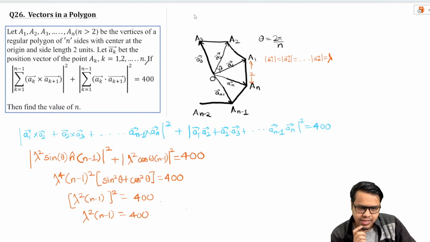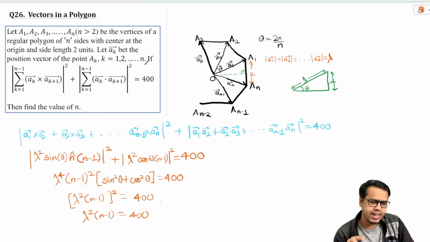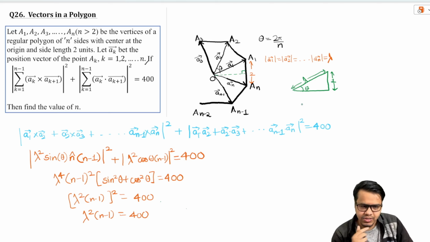So let's apply basic trigonometry. Suppose in this triangle, this is also theta. So in this triangle, let's drop a perpendicular from here. If we drop a perpendicular from here, then this should be equal to 1 by symmetry. And we have to find this length lambda. We know this is theta. So we can write that sine theta is equal to 1 by lambda. So lambda is equal to 1 by sine theta.